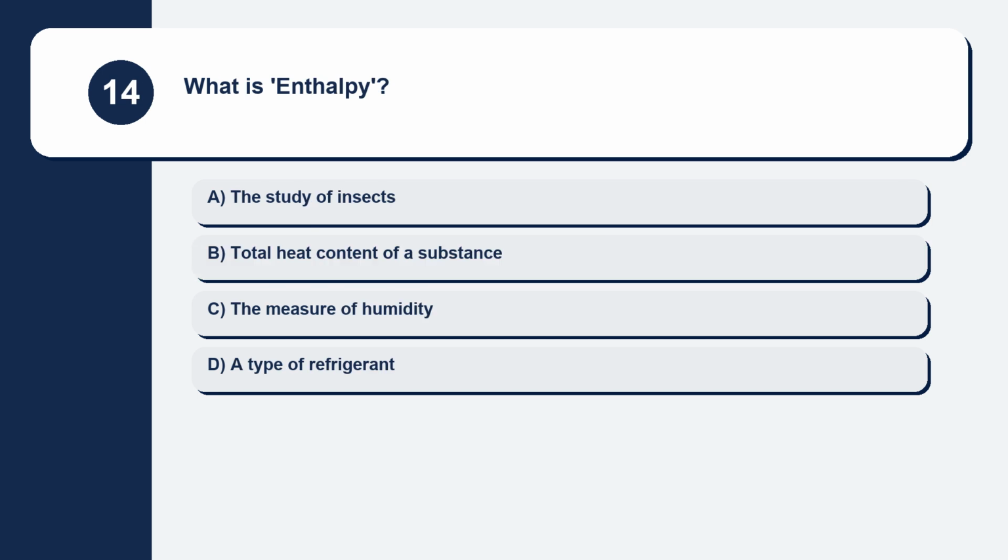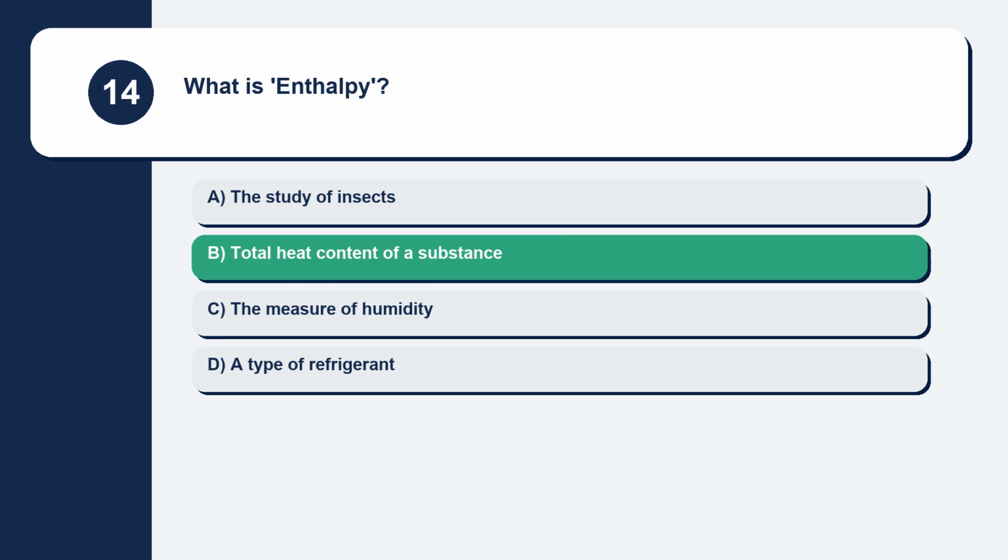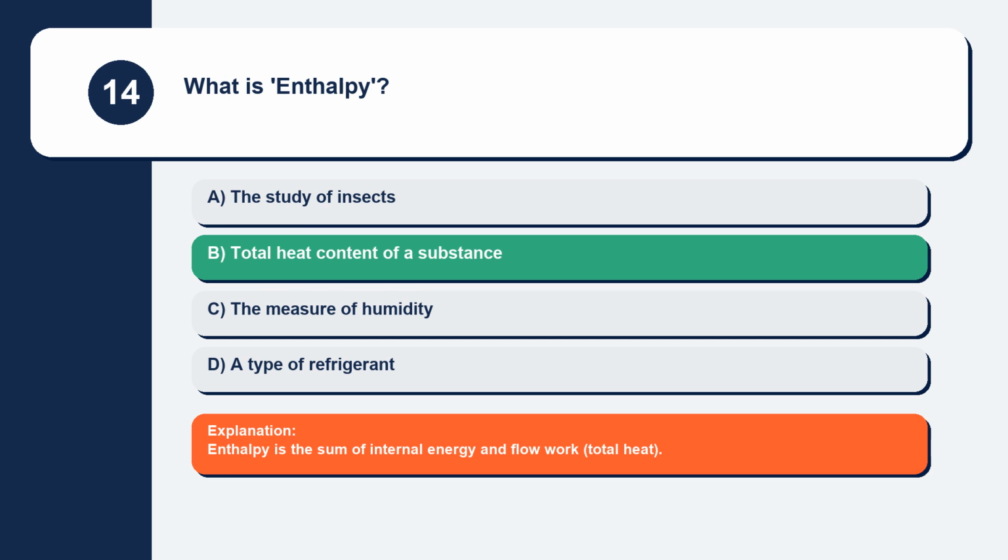Question 14. What is enthalpy? The study of insects. Total heat content of a substance. The measure of humidity. A type of refrigerant. Enthalpy is the sum of internal energy and flow work, total heat.